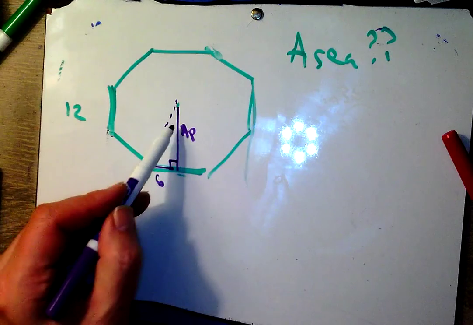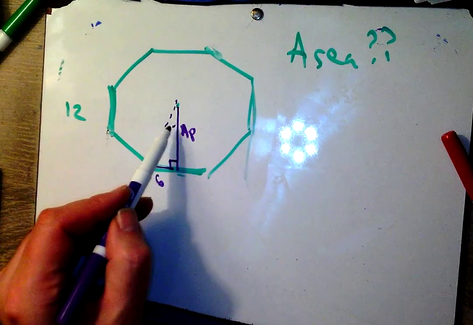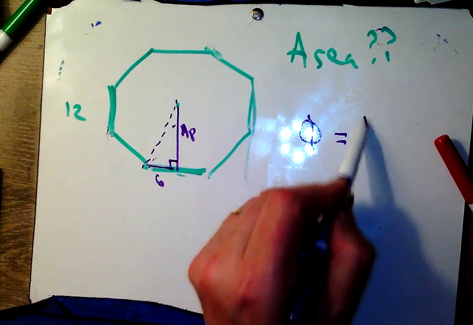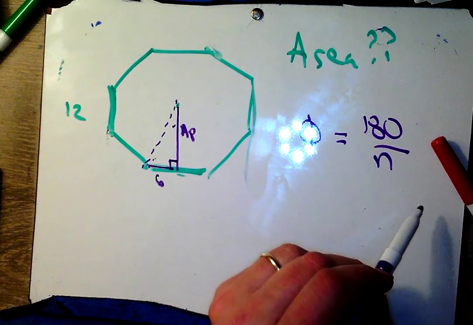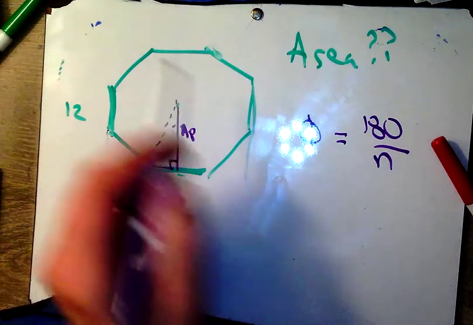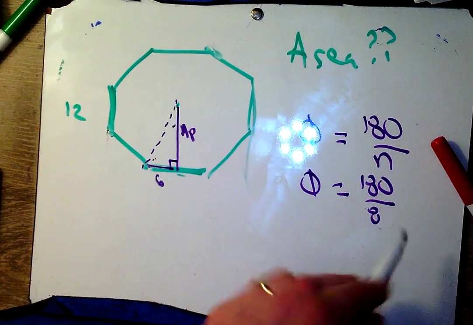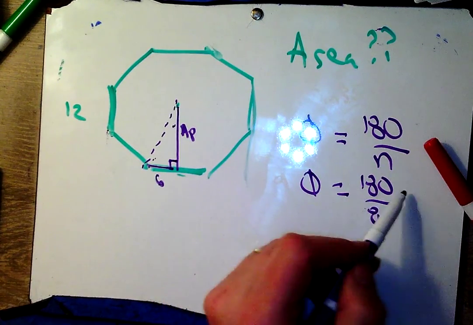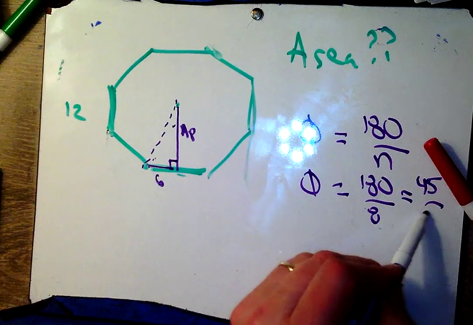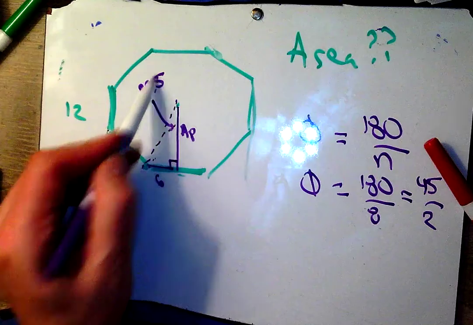But what about these angles? How do I find these angles? Well, remember, phi was 180 over n, where n is the number of sides. We have 8 sides, so phi is 180 over 8. This is 45 over 2, so that angle is 22.5 degrees.